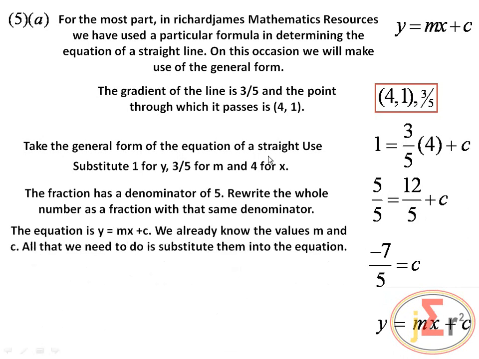So the equation is y is equal to mx plus c. We already know the value of m and c. All that we need to do is substitute them into the equation. So m is 3 over 5 and c is negative 7 over 5. So y is equal to 3 over 5 x minus 7 over 5.